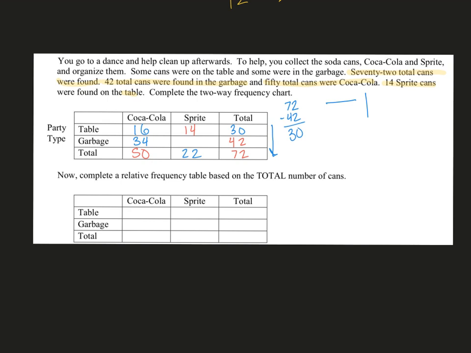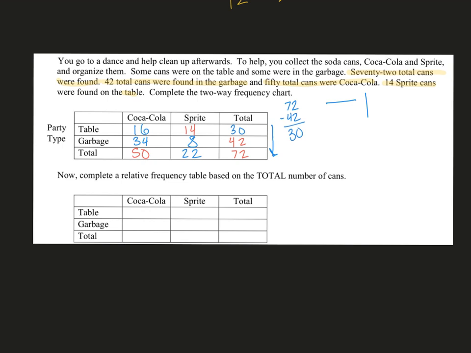And then again, for Sprite, you can either use the row or the column because now there is just one missing value for both of those. Usually I look to see which numbers I like better. I kind of like 22 take away 14 better because I can do that in my head a bit easier. So I'm going to fill that in for Sprite. Okay. Now our two-way table is complete.